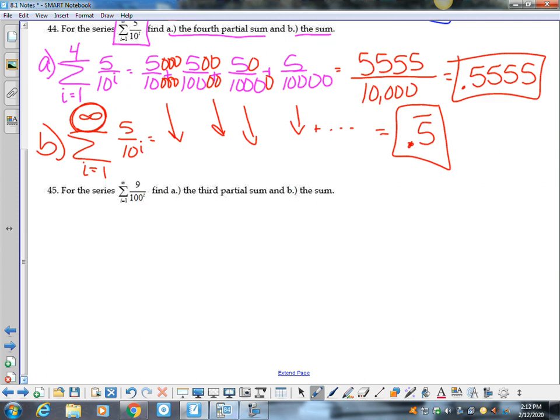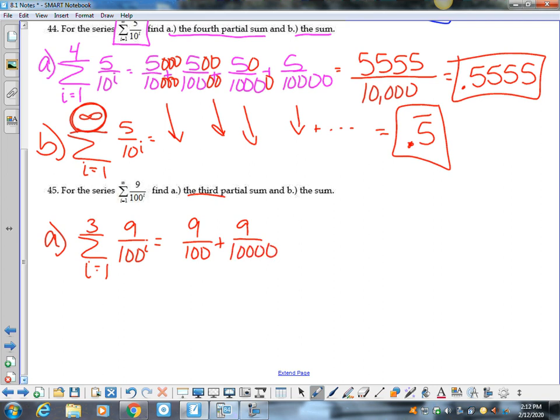Okay, here we go. So I want the 3rd partial sum, so i equals 1 to 3 of 9 over, okay, now this is different. I have 100 down here. So the first term, or 100 to the first power, would be 9 over 100. And then 9 over 100 squared is not 1,000, it's 10,000, because it would be 4 zeros. And then 100 cubed.